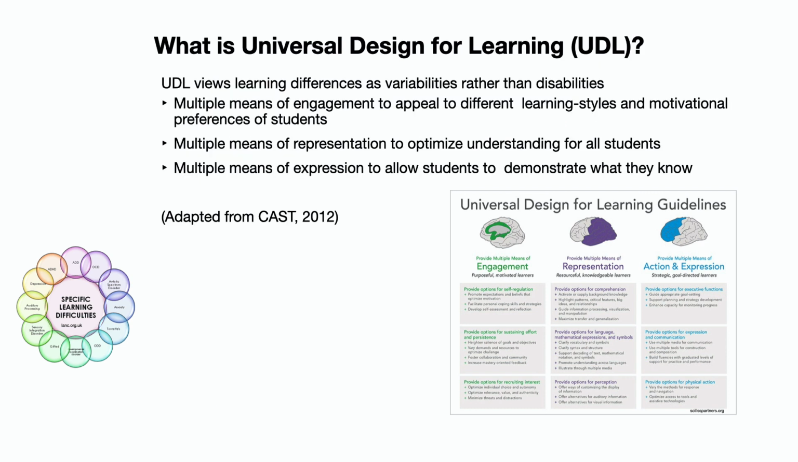What is universal design for learning? UDL views learning differences as variabilities rather than disabilities. UDL provides multiple means of representation to optimize understanding for all students, multiple means of expression to allow students to demonstrate what they know, and multiple means of engagement to appeal to different learning styles and motivational preferences of students.